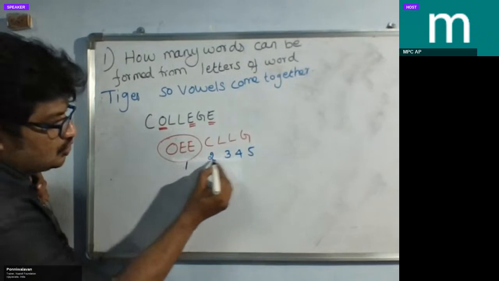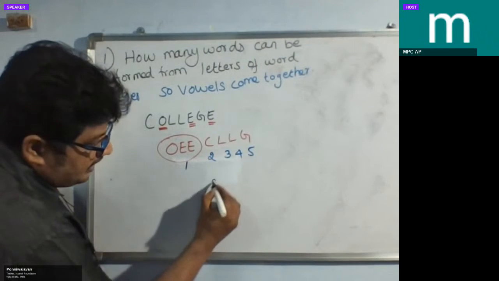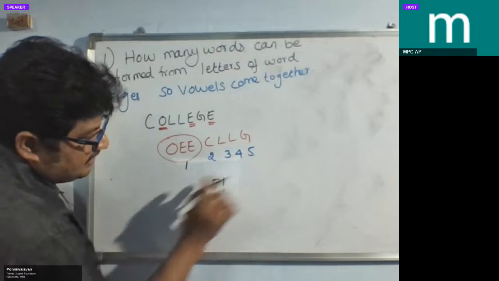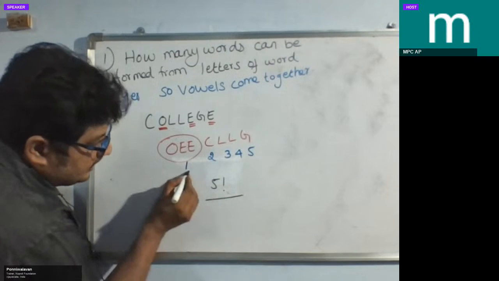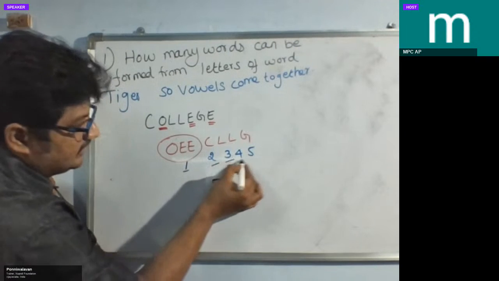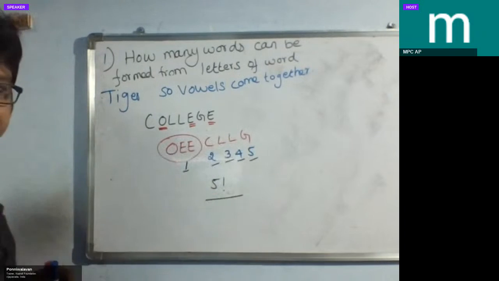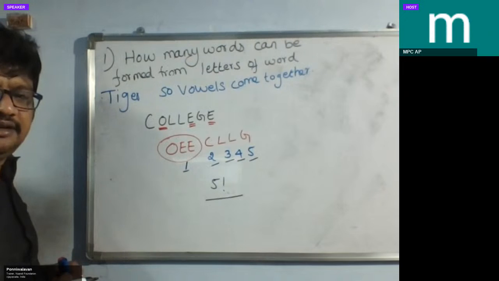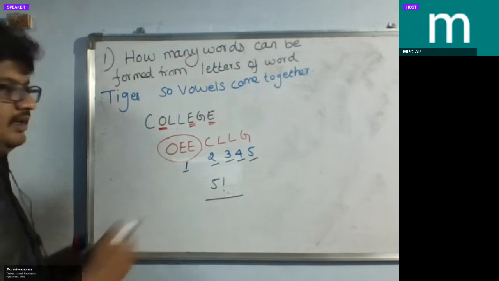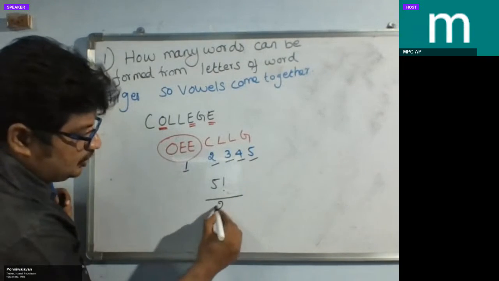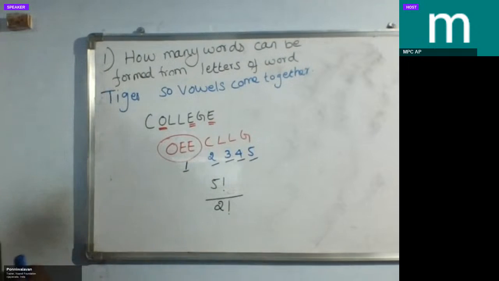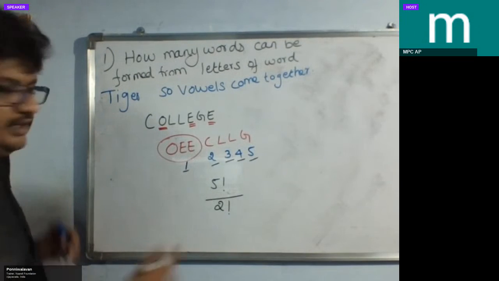Okay. 1, 2, 3, 4, 5. 5 letters, 5 factorial. This is the first letter, second letter, third letter, fourth letter, fifth letter. In these 5 letters, is any letter repeated? L is repeated 2 times, so 2 factorial.